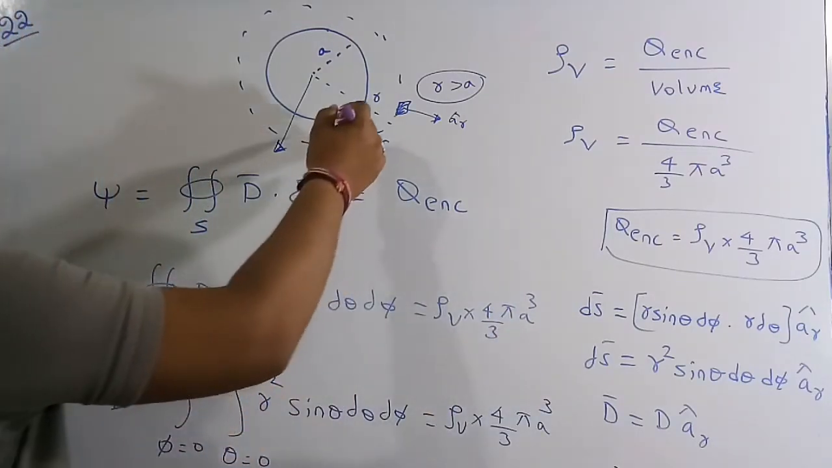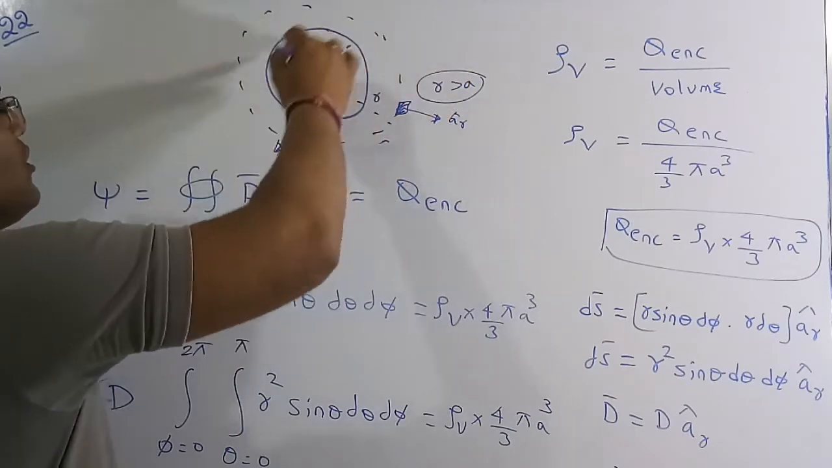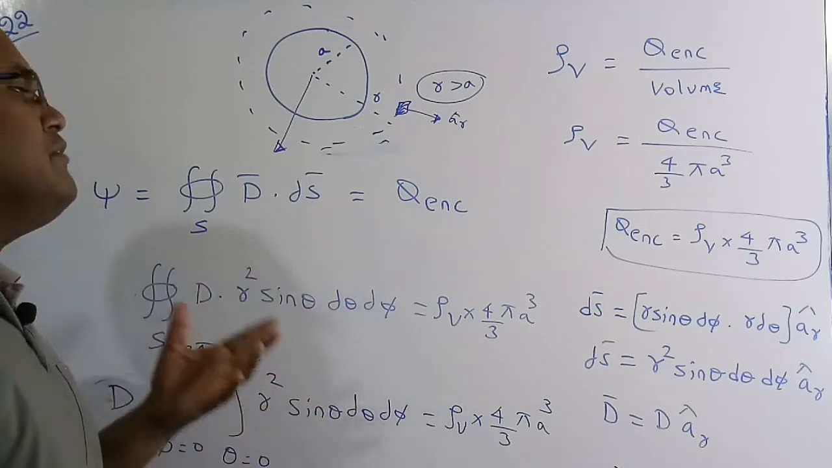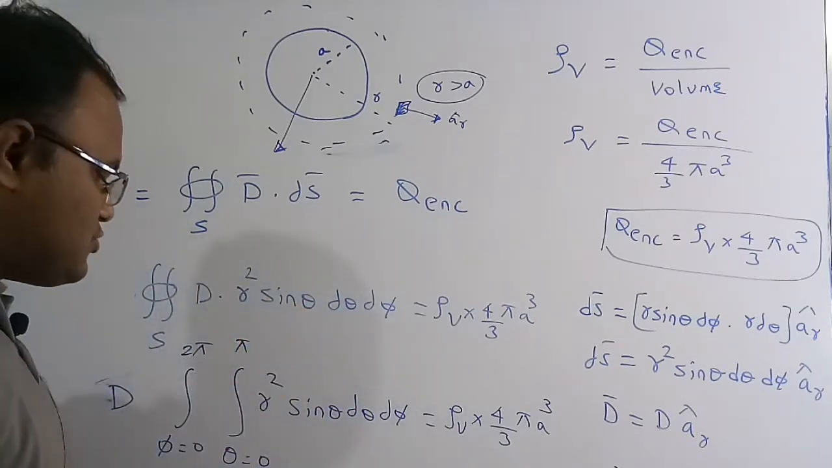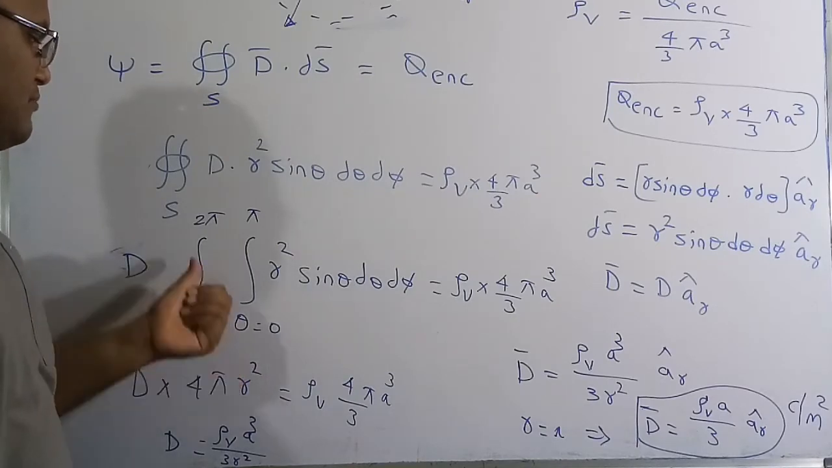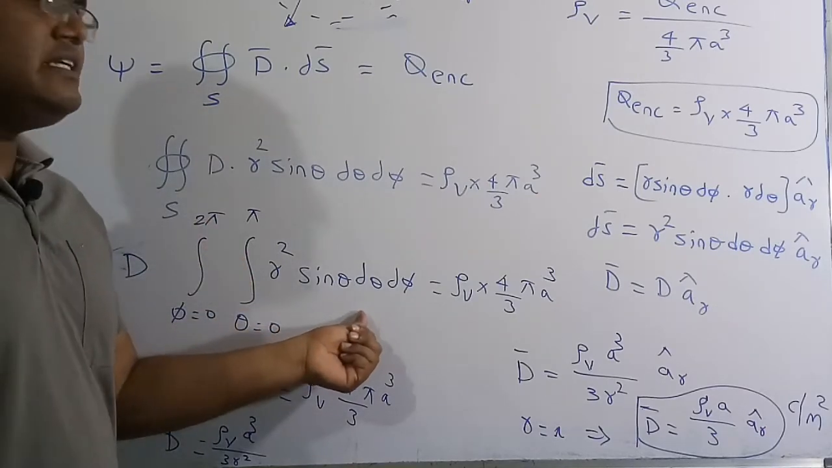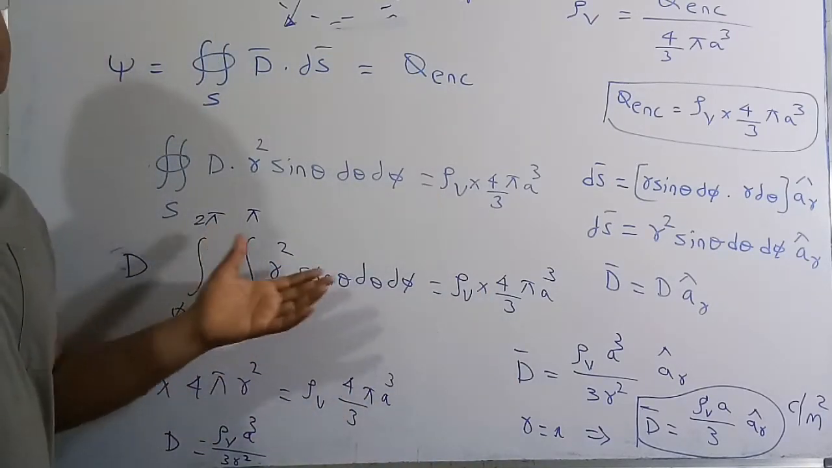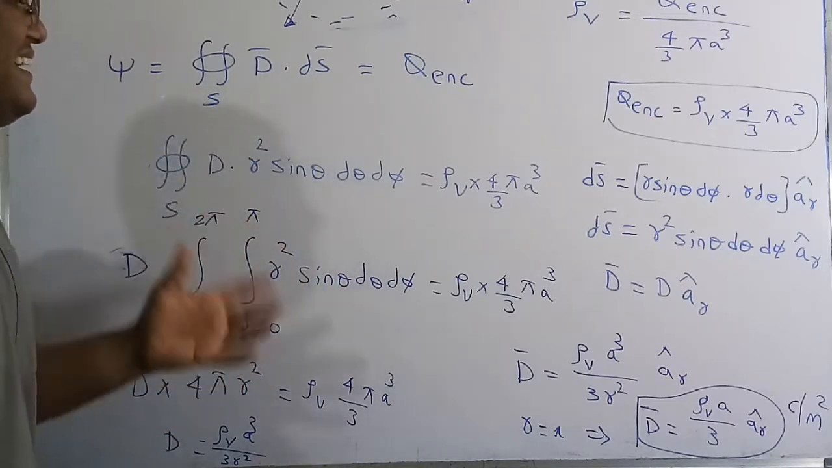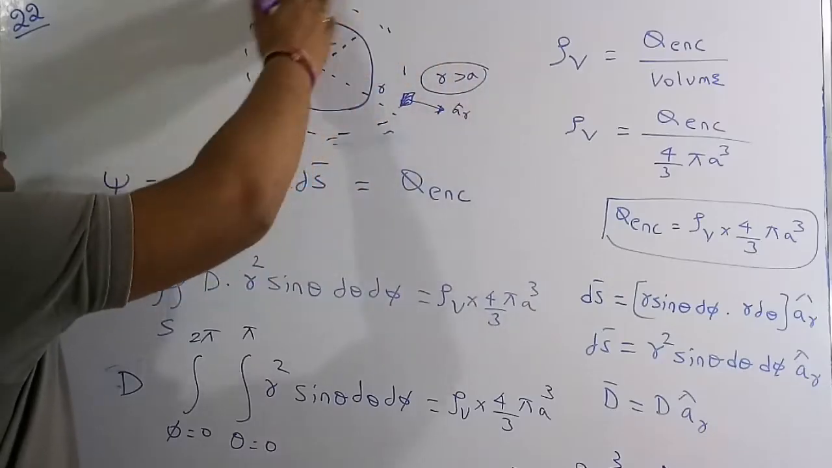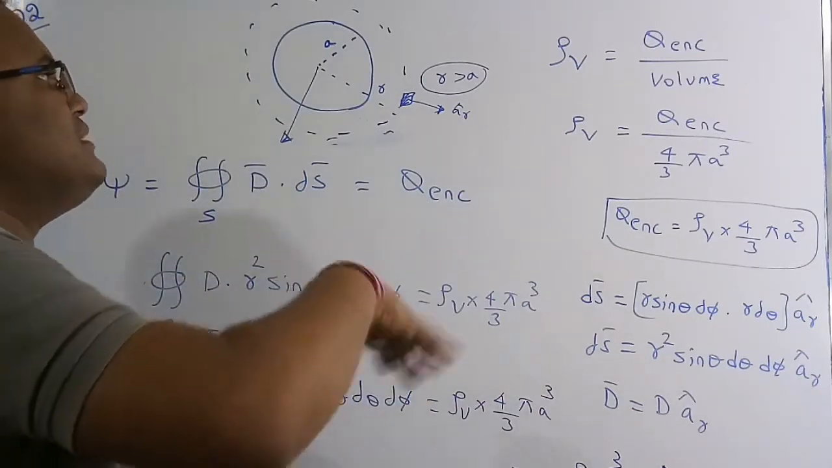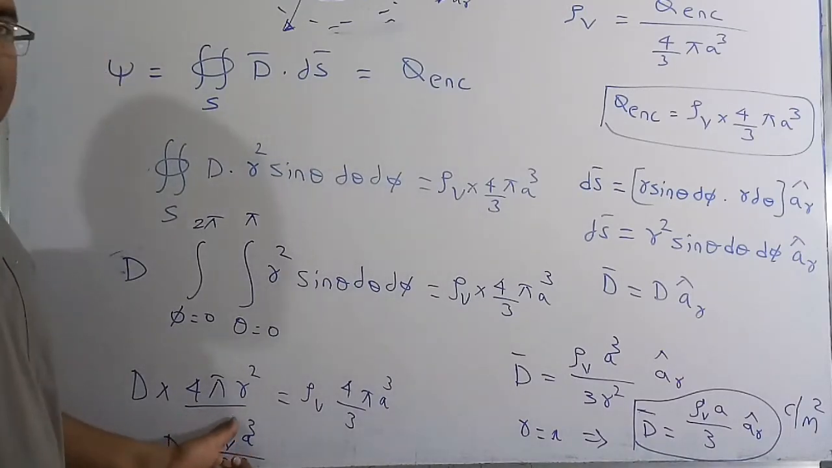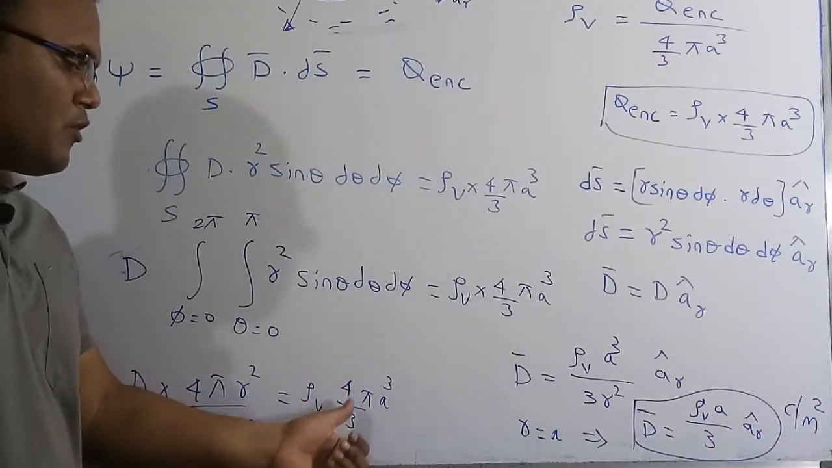So now here I want to cover this whole Gaussian surface. If I want to cover the whole Gaussian surface, I have two variables theta and phi. So theta will vary from 0 to pi and phi will vary from 0 to 2 pi. So basically if you do this double integration of this value, or we can say directly this is a surface area. The surface area of a Gaussian sphere, or of any sphere, is 4 pi r square. So we can write simply 4 pi r square. So D into 4 pi r square is equal to rho v 4 by 3 pi a cube.